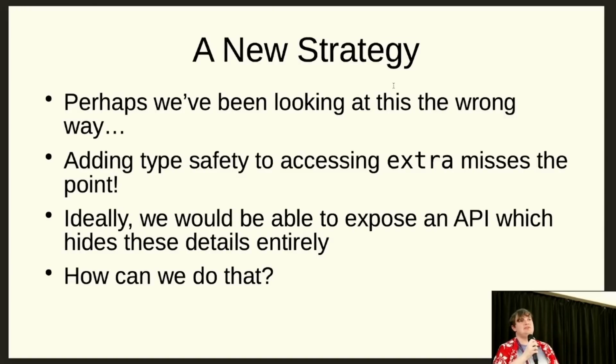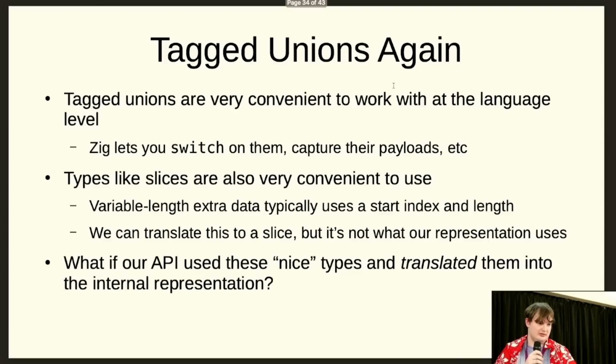So if we step back, maybe we're doing this wrong. The way we do this in ZIR is definitely better than the AST, but it kind of seems like it might be the wrong approach, because all we're doing is layering type safety on top of something that's fundamentally unsafe, right? And we're still exposing the underlying system. Maybe that's not the right thing to do. Maybe we want to hide these details.